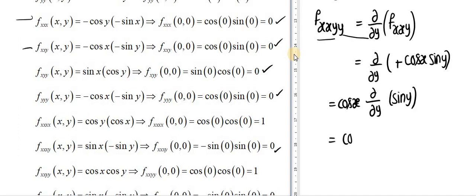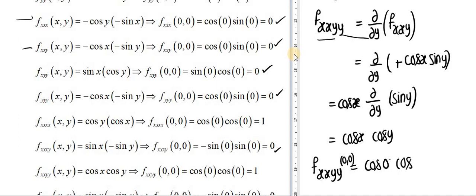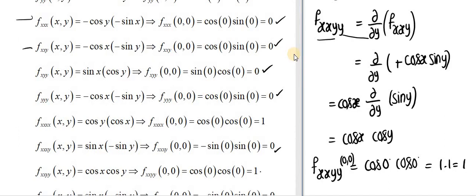So cos x outside. Sin y differentiation is cos y. The value of f_xyy... f double x double y is cos x into cos y. Now I am going to find out f double x double y value at 0, 0. So 1 into 1 is 1. That's why f_xxyy is 1.